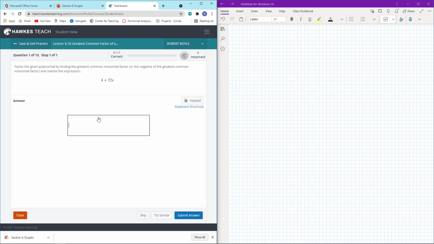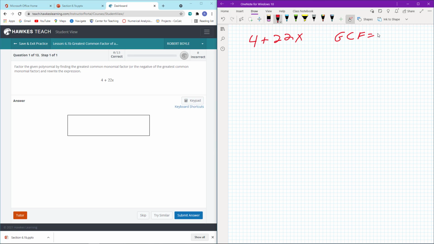Okay, so here we are in Hawks, and let's go and do some practicing. Here is our first problem, and we have 4 plus 22x. And it turns out in this particular case, the greatest common factor is going to be 2. So we can rewrite this as 2 times 2 plus 2 times 11x. Now we can factor out that 2, and that will give us 2 times the quantity 2 plus 11x.